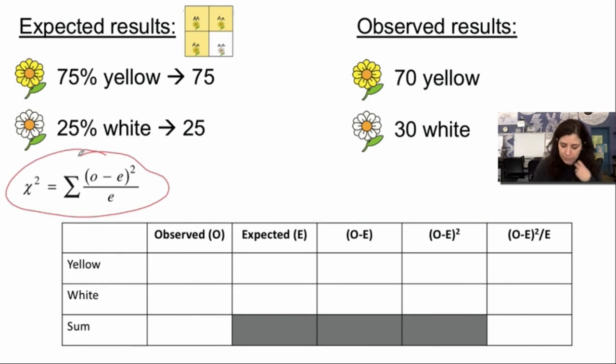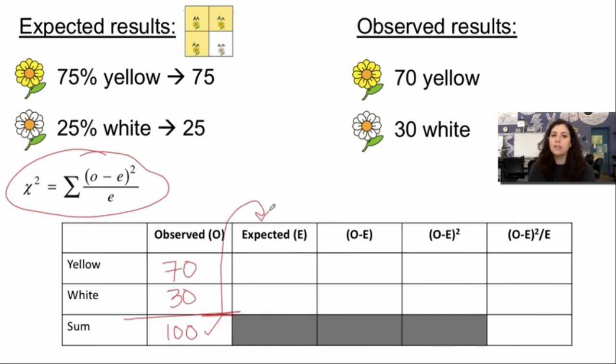So first we're going to write down the observed numbers. So yellow, we observed 70 yellow, 30 white, and then down here I'm going to do the sum. So what was our total offspring? 100. And the reason that's important is because that's what we're going to use to calculate the expected values with our Punnett square. We've already done that up here. So our expected yellow was 75 and white was 25.